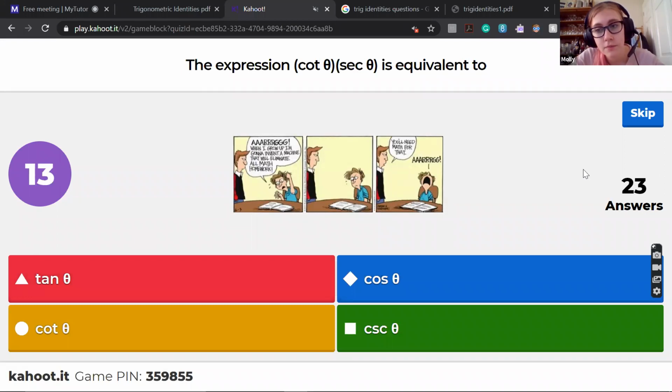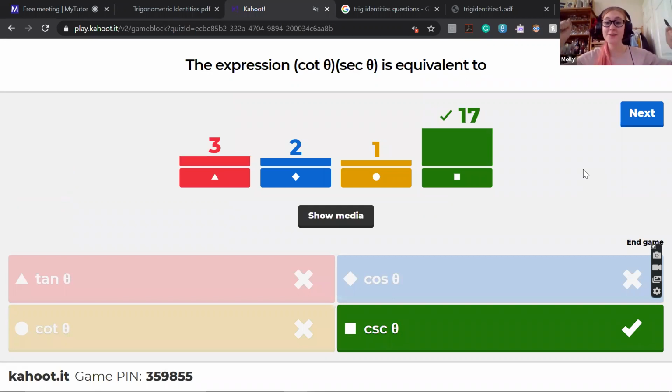I'll skip to the end. Sorry if you didn't get a chance to get it in. Loads of people did. So the way that we do this is we write 1 over tan theta times 1 over cos theta. Multiply them together, we're going to get 1 over sine theta. That's because sine over cos is tan, so sine is cos times tan. So you get 1 over sine theta, which is cosec theta.